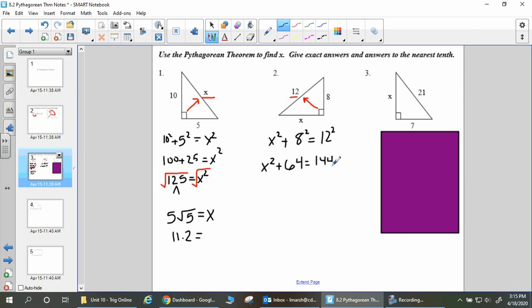And so now I need to get my x squared by itself. So you're going to need to subtract 64 from both sides. And so when we do that, we get our x squared equal to 80. Okay. Take the square root of both sides of your equation. Again, break down that 80 using a factor tree. When I do that, I'm going to get 4 square root 5. And as a decimal, this would be 8.9.